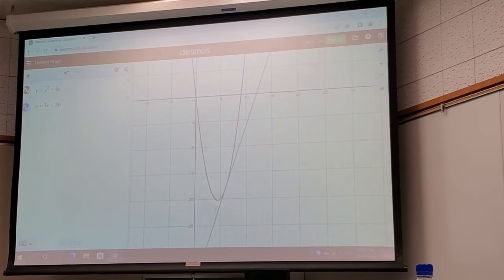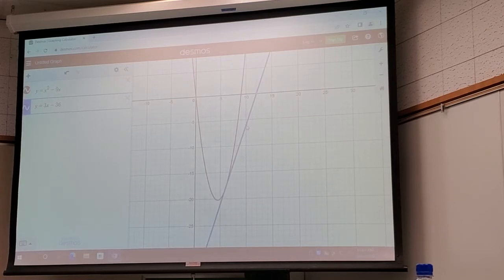So remind me, is it tangent to the curve? All right, check. What was the other thing it was supposed to do? It was supposed to go through the point (10, -6). You guys see that? It goes through the point.